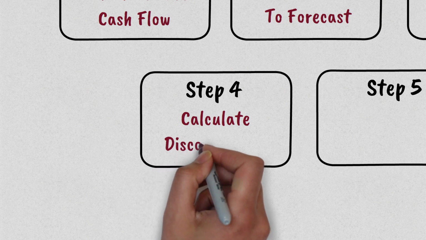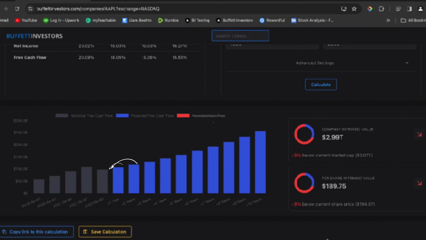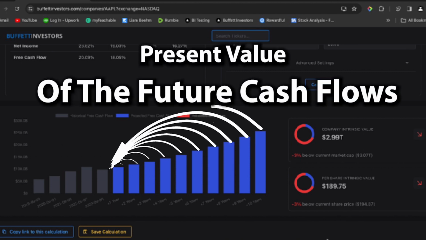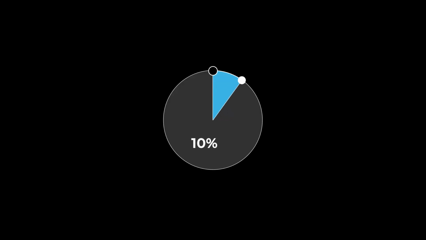Step 4 is we need to work out at what percent we are going to discount the future cash flows by. This is how we work out the present value of the future cash flows. I like to use a 10% discount rate as I want at least a 10% return on my investment.